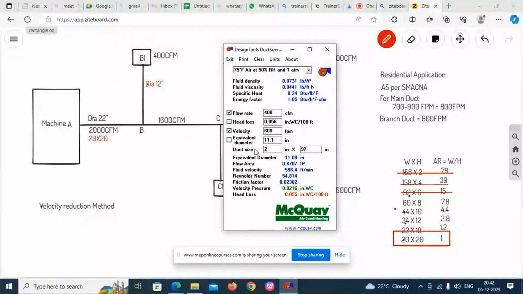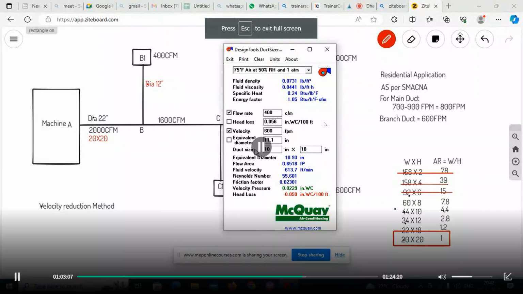Next I'll find the rectangular duct. So I'll start with 2: 97, then 4: 33, 6: 19, 8: 13, and 10. You are getting 10 equal. So the aspect ratio is exactly 1, right? So I'll go with 10 by 10.